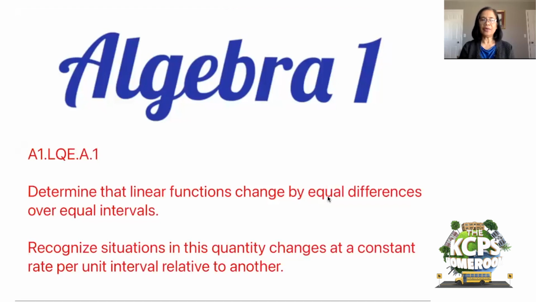In this video, we're going to work on sample released items that are aligned to the Algebra 1 standard A1.LQ.A.1: Determine that linear functions change by equal differences over equal intervals, and recognize situations in which one quantity changes at a constant rate per unit interval relative to another.